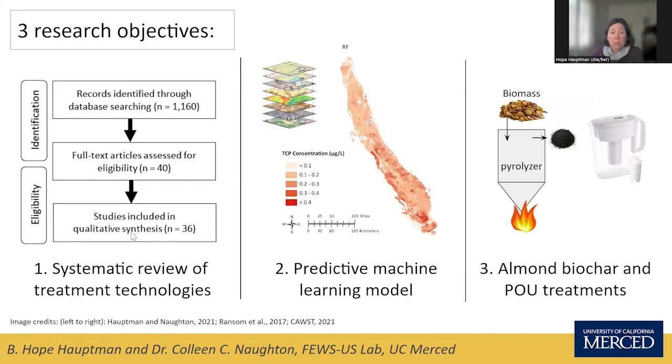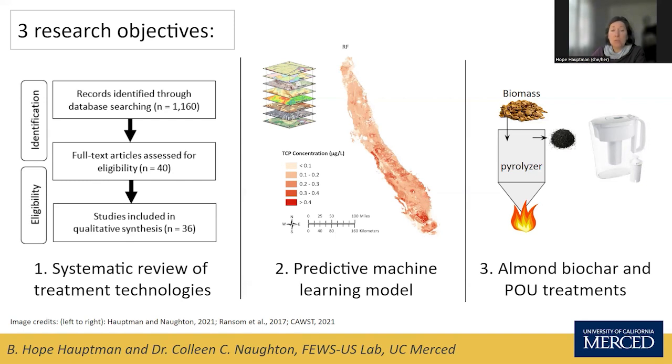First, I conducted a systematic review of peer-reviewed papers published in the literature, which narrowed down over 1,000 papers to 36 papers, which specifically dealt with how to remove TCP using different technologies. The study concluded that although granular activated carbon made from coconut shells was the most applied and successful treatment, it is costly, produces solid waste, and isn't as effective as reduction by zero-valent zinc.